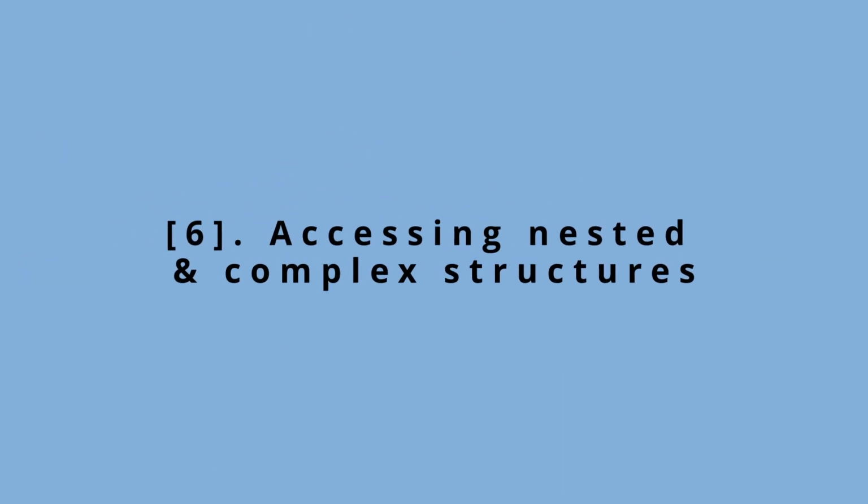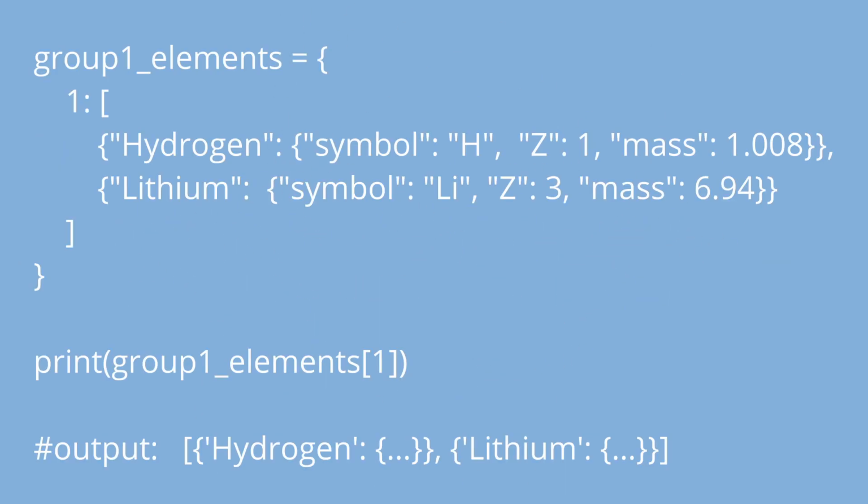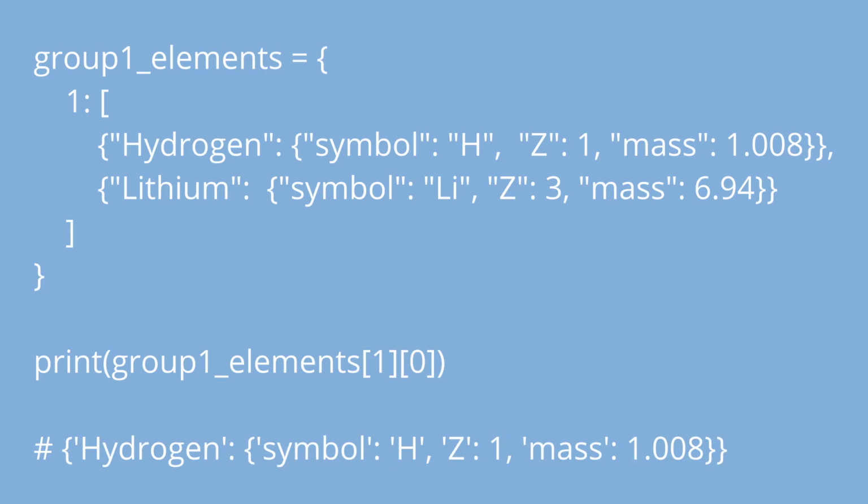Accessing nested and complex structures. Let's revisit the more involved example. Print group_1_elements[1] gives you the entire value: a list of a dictionary for hydrogen, comma, a dictionary for lithium. Here, 1 is a key, and the value is a list. Print group_1_elements[1][0]. Now we access the first item in that value list.